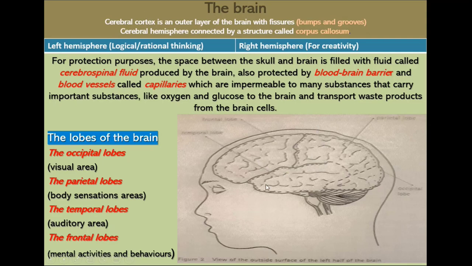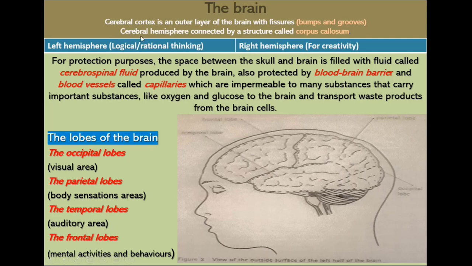The outside, what covers the brain? We're not talking about the skull. The skull is something else. But the brain, this organ, is covered by what? The cerebral cortex, the outer layer of the brain, which features bumps and grooves.